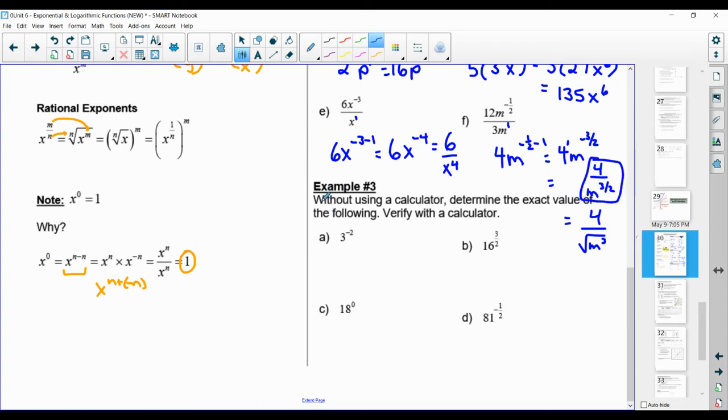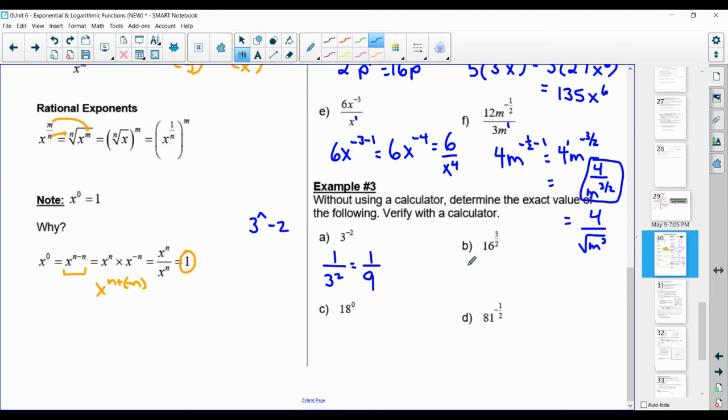All right, so next example here, it says, without using a calculator, determine the exact value of the following and then verify with a calculator. Well, if we want to do these without using a calculator, that means we need to use our exponent rules. So 3 to the negative 2 is 1 over 3 squared, and 1 over 3 squared is 1 over 9, and that would be our exact value. Now to check this on your calculator, you would just go 3 exponent negative 2.